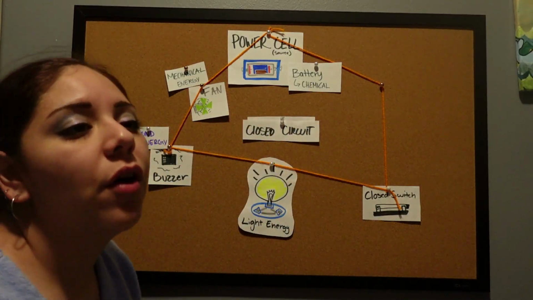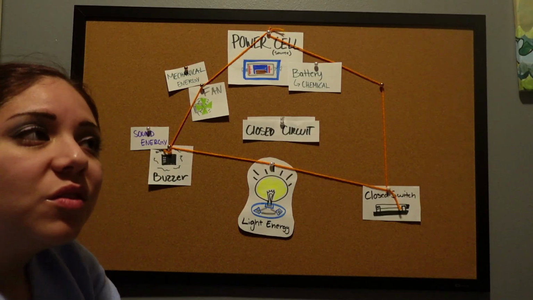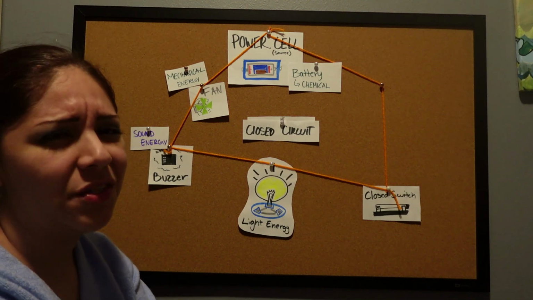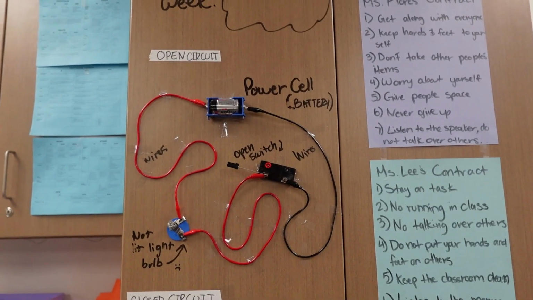Remember, whenever we talk about our electrical circuits, it's not just talking about electrical energy, it's also talking about the other energy forms. That's why it was very important for us to understand all 6 forms. Let's look at an example of a circuit.